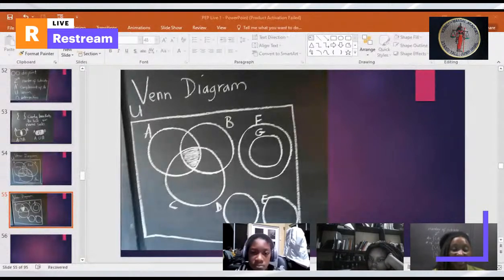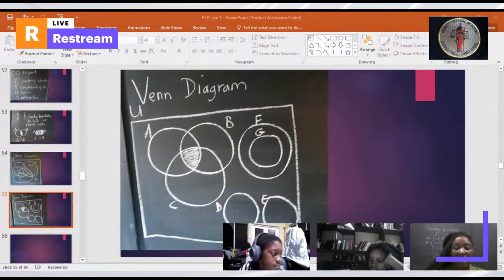since it is a subset of F. Yeah, G is a subset of F. So the intersection of G and F would be to shade G, because that's the intersection.